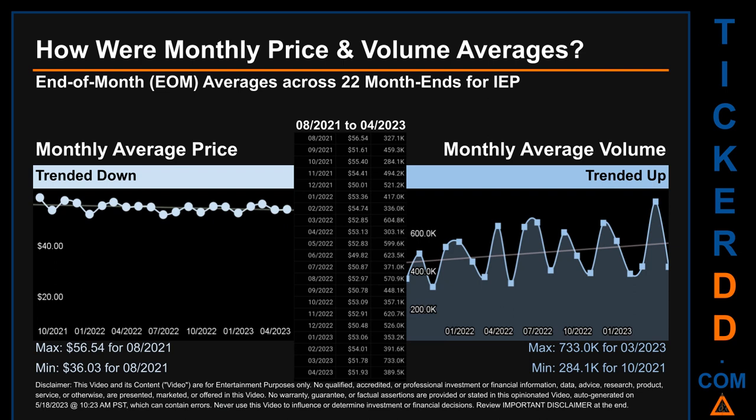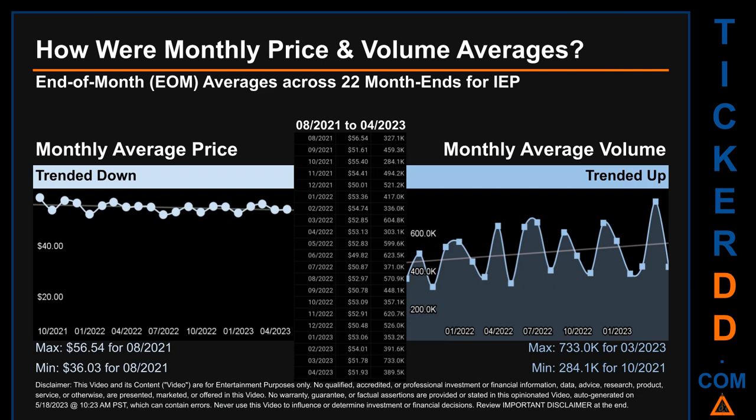How were price and volume averages for IEP? Across 448 trading days, there were a total of 22 month ends, of which monthly averages for daily price and volume were calculated. Overall, monthly price average trended down while monthly volume average trended up.